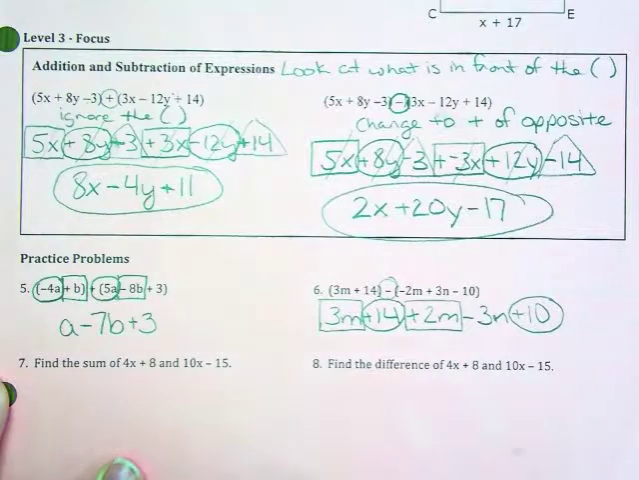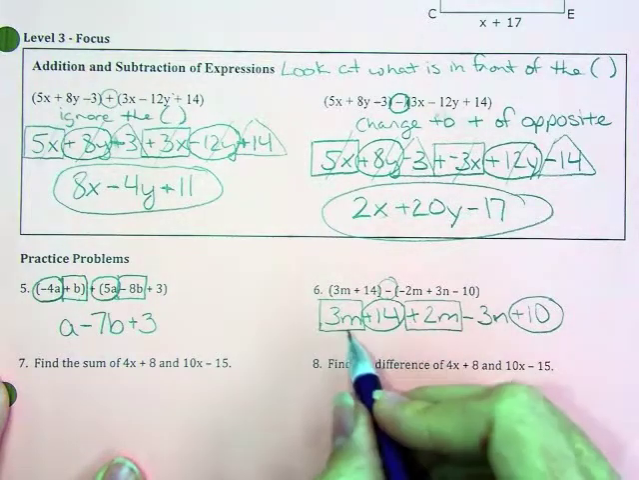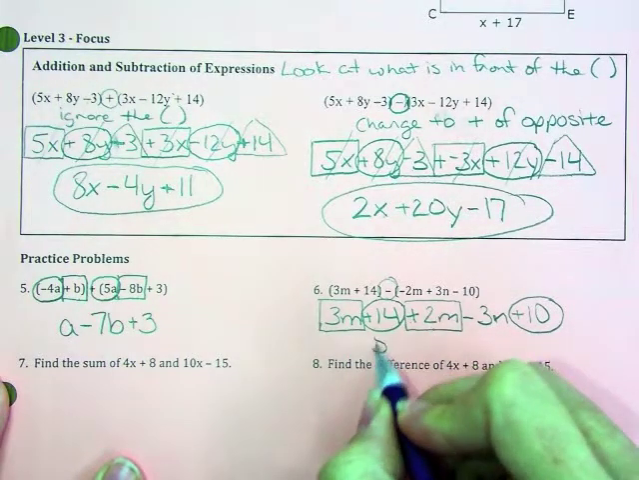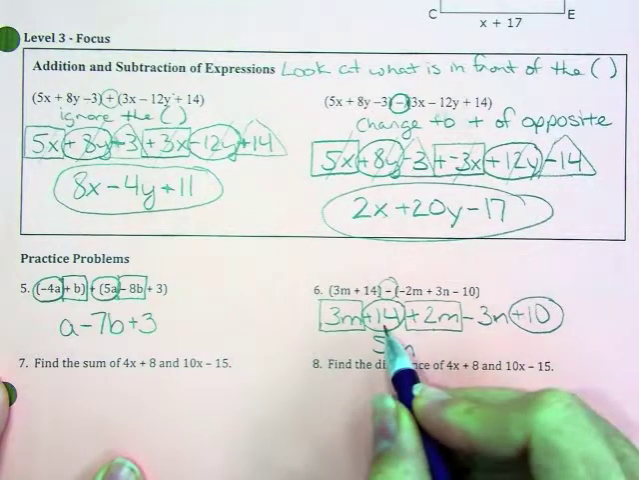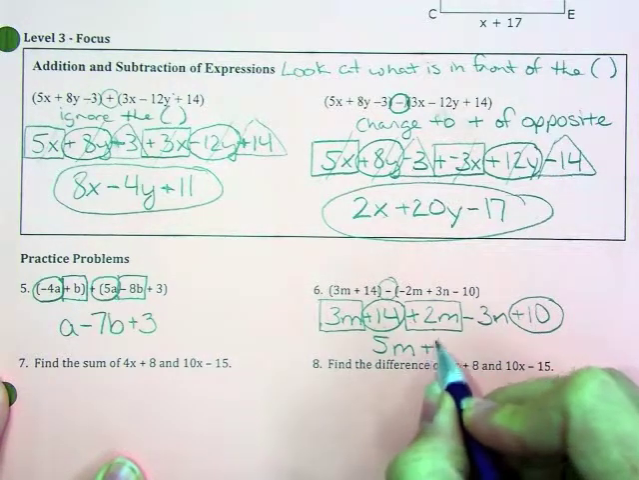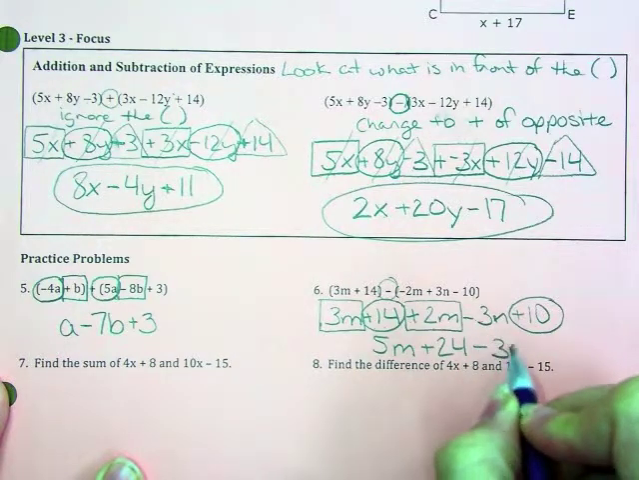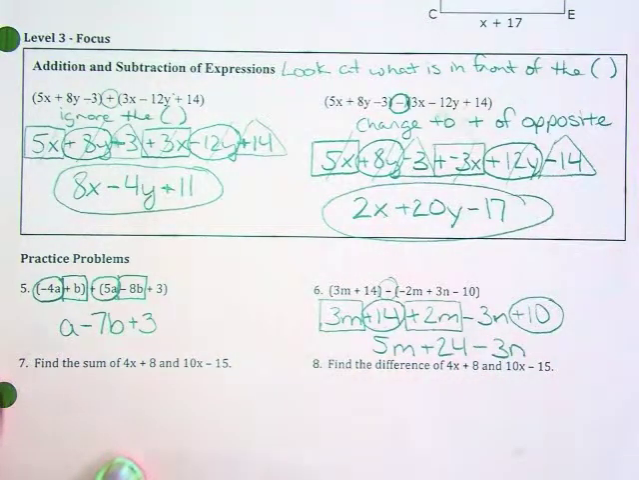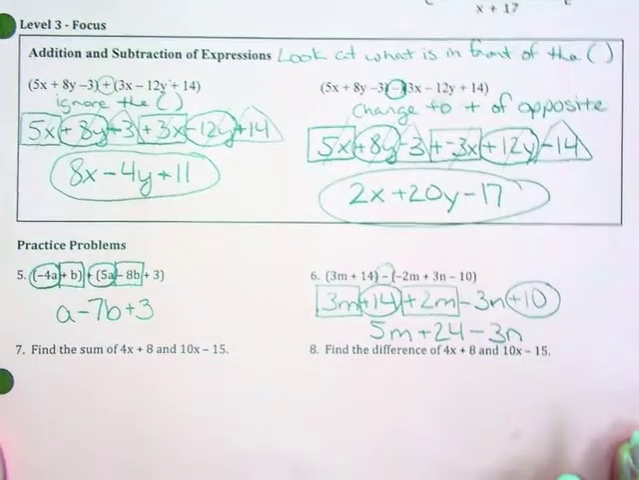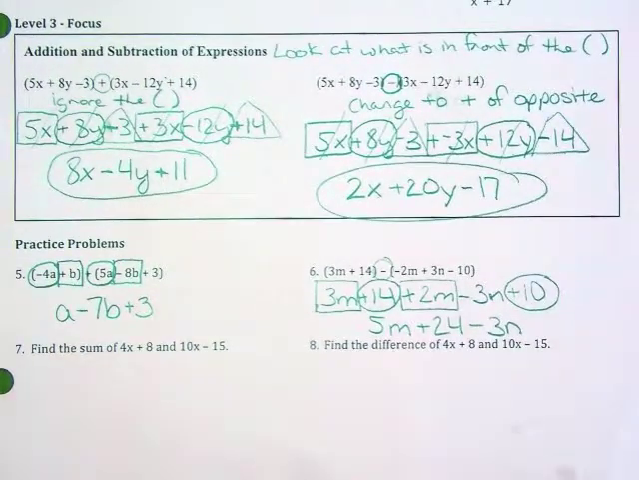Okay, you should have this problem completed. 3M plus 2M gives you 5M. A plus 14 and a plus 10 is a plus 24. And then the minus 3N does not disappear. We make sure we include it in our final answer. Okay, two more, and then I'm going to have you do a little bit more work on your own.